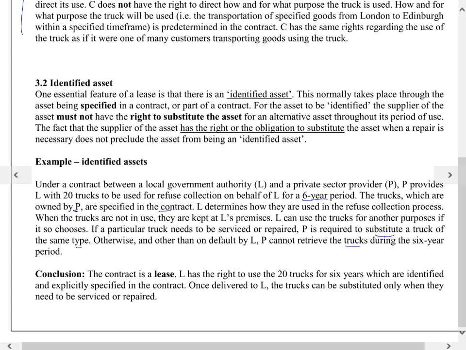There you see here. If a particular truck needs to be serviced or repaired, P is required to substitute a new truck for them. So I do take back for repair and maintenance. This one here is not considered as the right having been retained by me, because it's part of the contract that I have to repair and substitute another one for you. So this contract contains a lease. Got it? So number 1 does not contain, number 2 does contain.